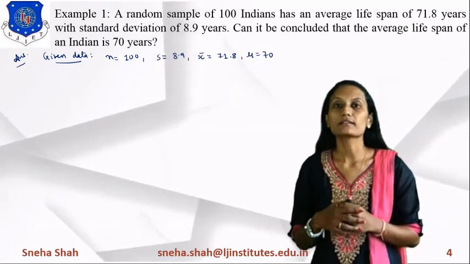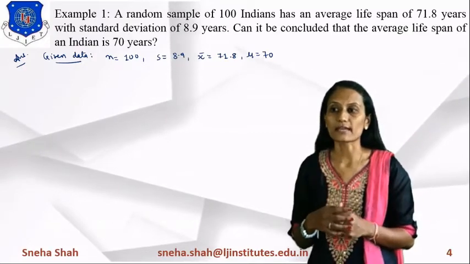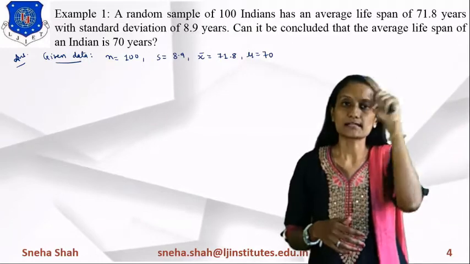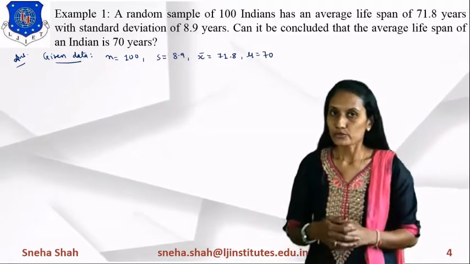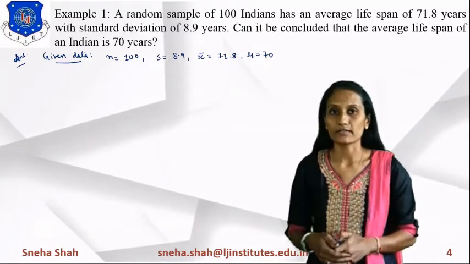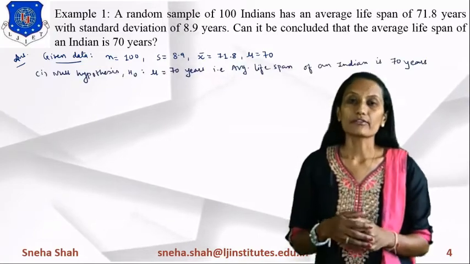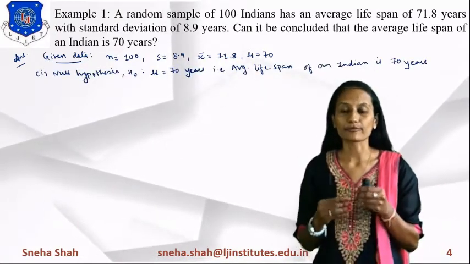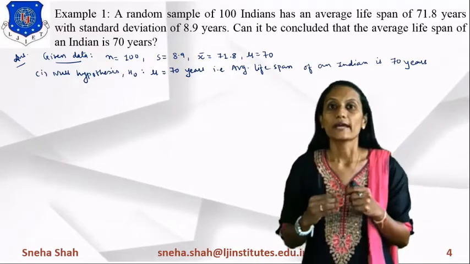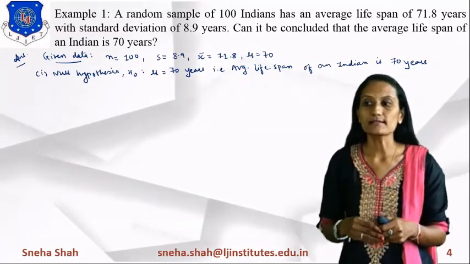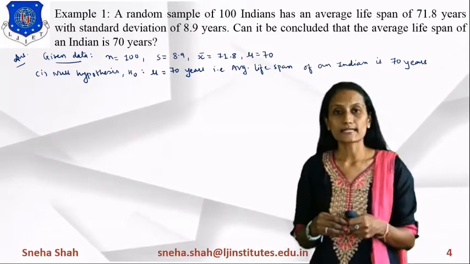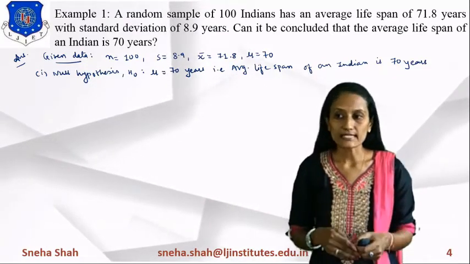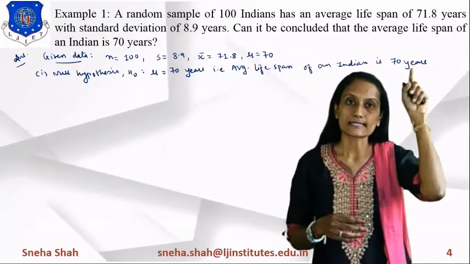And the last thing you had given is mu equals 70. We have to find out whether the average lifespan is 70 years or not. So mu will be considered as 70. Now, for the null hypothesis, we consider that the value of mu equals mu 0. It means we will consider it as 70. So if mu equals 70 years, it means the average lifespan of an Indian is 70 years.